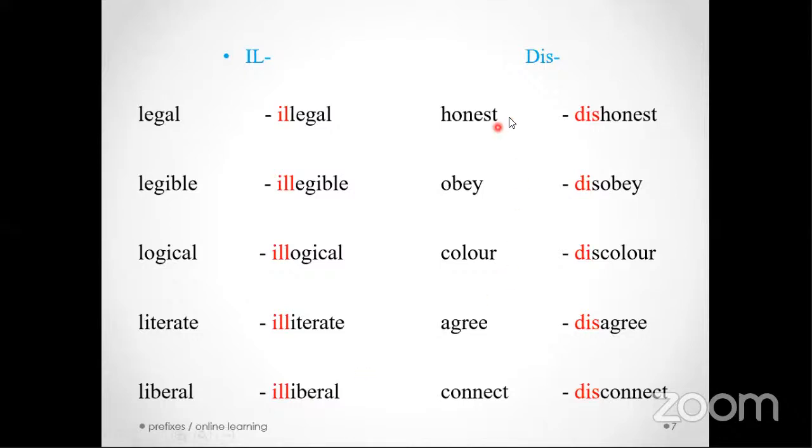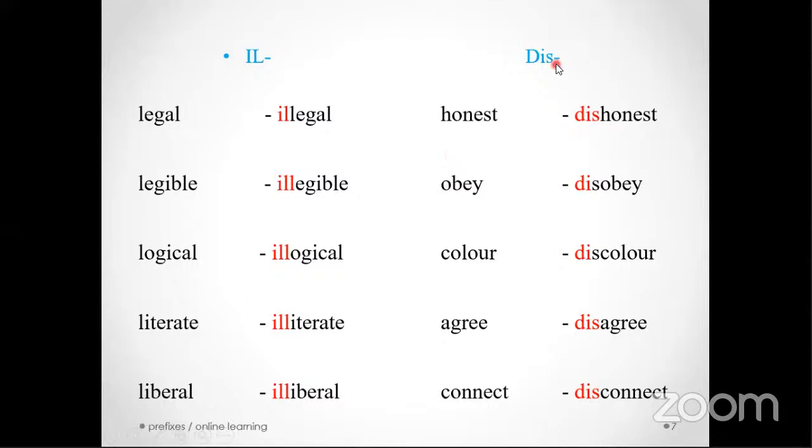And the next one is honest. We have placed the prefix dis here. All right, before that, here also you can see all these words are starting with the letter L, right? And we can see some double L's, right? Ill. So you will easily remember these words with these letters, ill, right? Most of the words have started with letter L, right? So it will be easy for you to remember these words, right?